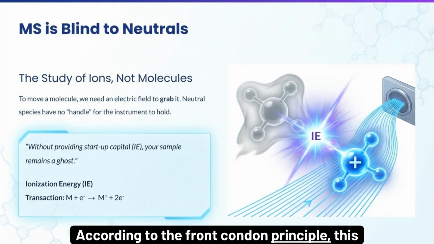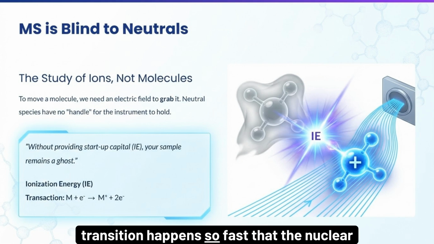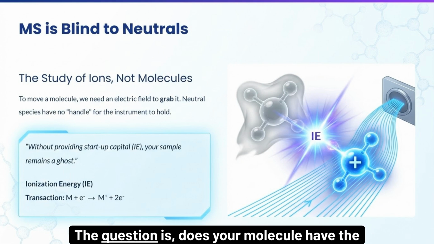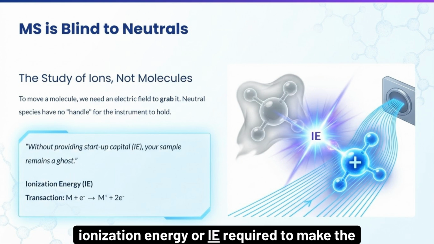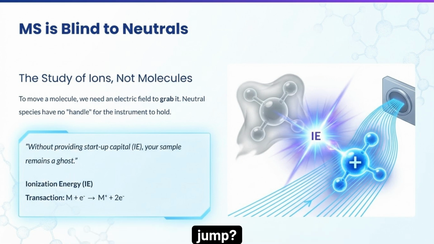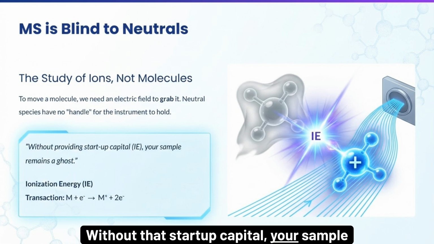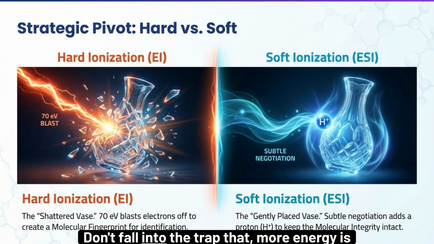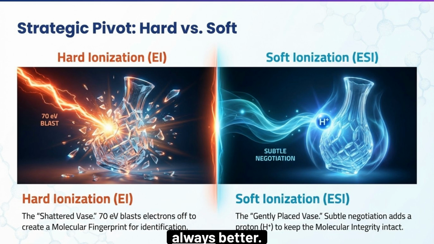According to the Franck-Condon principle, this transition happens so fast that the nuclear distance of the molecule doesn't change. The question is, does your molecule have the ionization energy, or IE, required to make the jump? Without that startup capital, your sample remains a ghost that never reaches the detector. Don't fall into the trap that more energy is always better. Precise ionization is the goal.